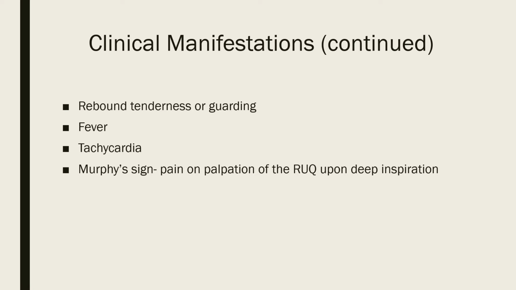Now, this is not to be confused with appendicitis. When you have appendicitis, you have rebound pain, and that is when we press on the abdomen, and then there is pain when we release. With Murphy's sign, there is pain on palpation upon deep inspiration. So as I'm going in, as I am palpating deeper and deeper, the patient will feel pain.